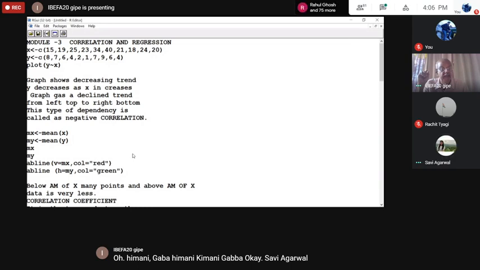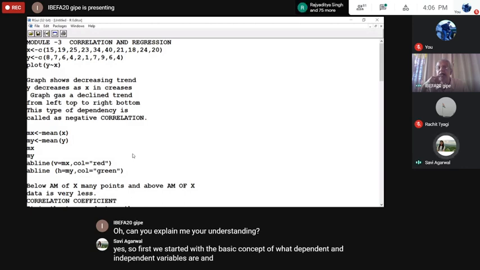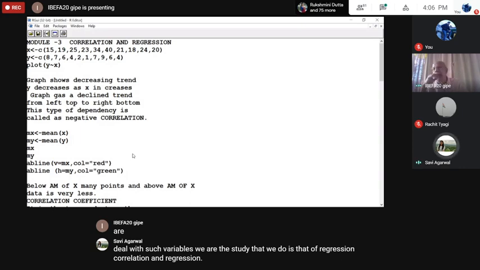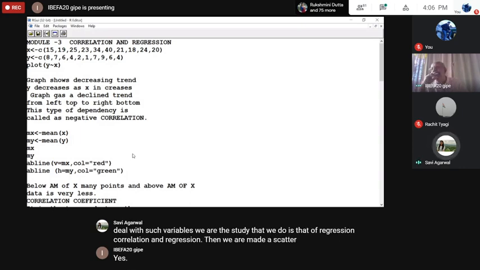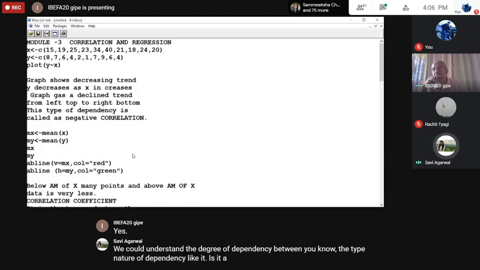Yes, sir. So first we started with the basic concept of what dependent and independent variables are. And when we deal with such variables, the study that we do is that of correlation and regression. Then we made a scatter plot of the two, taking various examples. From the scatter plot, we could understand the degree and nature of dependency, like, is it a positive relation or negative?